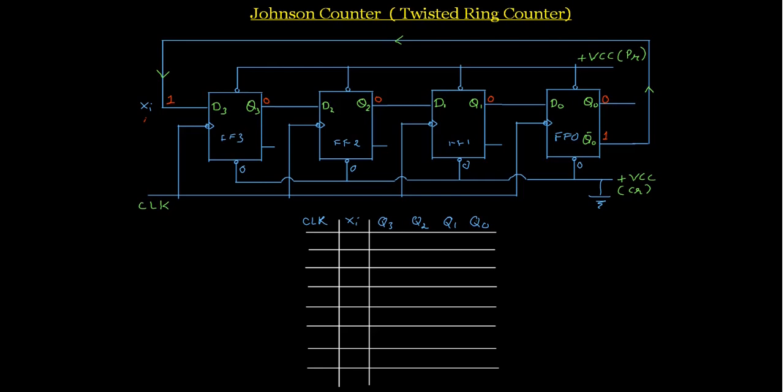So here if we prepare a truth table, then when we are not applying any clock, at that time Q3 is 0, Q2 is 0, Q1 is 0, Q0 is 0, and due to Q0 being 0, Q0 bar, which is equal to Xi, is going to be 1. So here this is the asynchronous input. Remember, we have not provided any clock to the flip-flop.